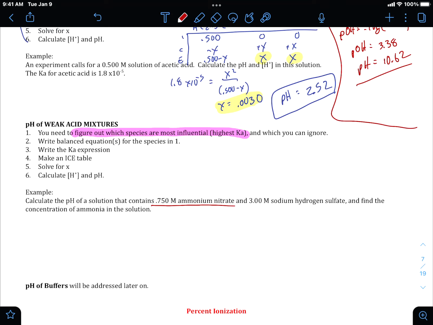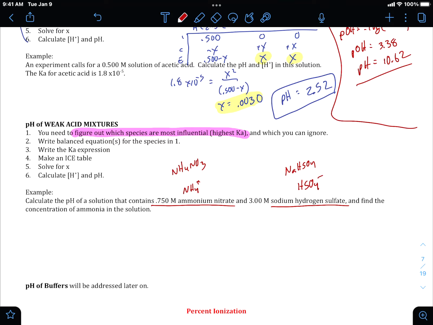0.75 ammonium nitrate. Remember that ammonium is NH4 plus. And hydrogen sulfate, NaHSO4, but really what we're concerned with is this ion because the sodium is a spectator. Just like in ammonium nitrate, we don't care about the nitrate because the nitrate is inert. So I have two ions. I need to figure out their Ka values so I know how to proceed.